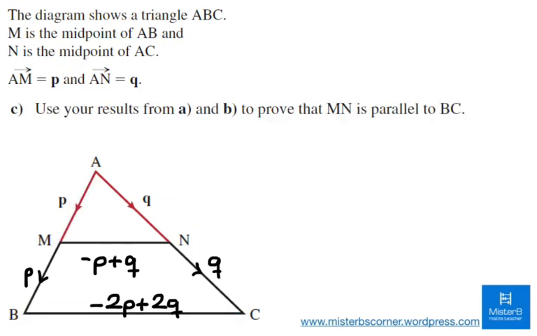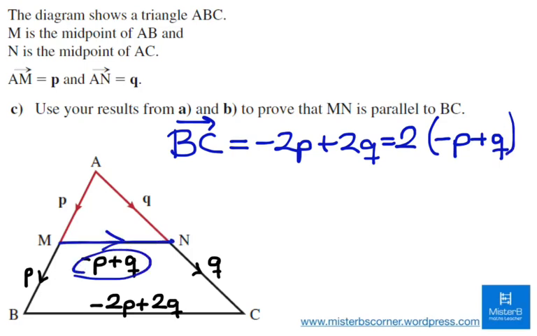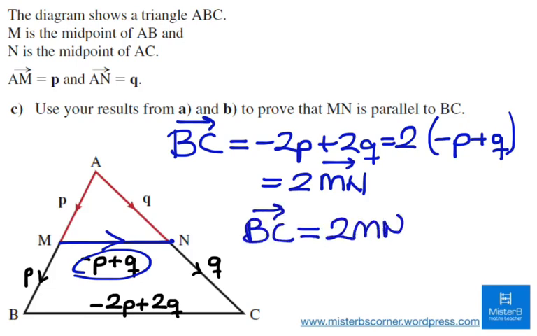Use your results from A and B to prove that MN is parallel to BC. Well, I'll start with BC. BC was minus 2P plus 2Q. Now if I take 2 out, this will be minus P plus Q, which actually is the vector MN. So I can write this as 2 times MN. So I'm saying that BC, the vector, is 2MN. And this shows that BC is parallel to MN. And this is shown.